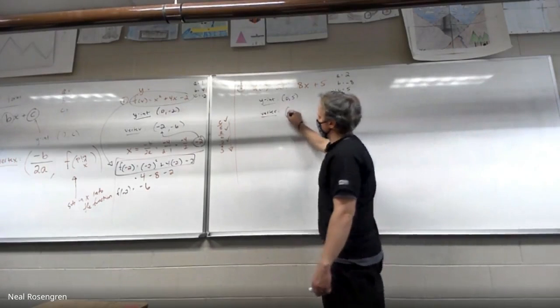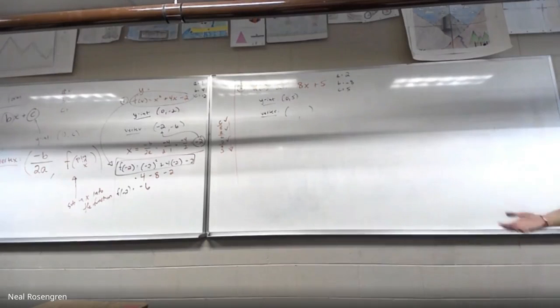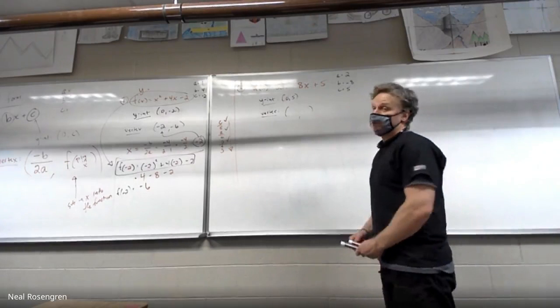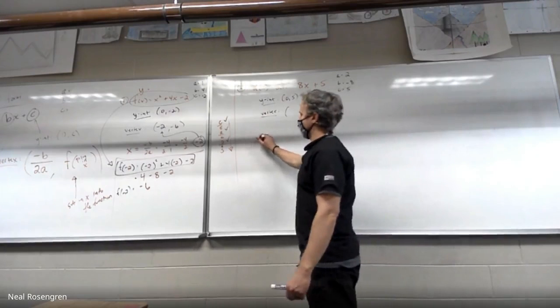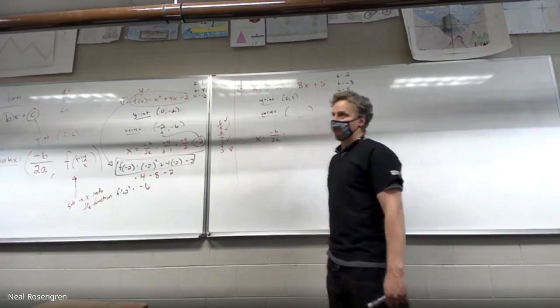Okay, but the vertex, I don't know just by looking. Not like with vertex form, where it was just staring me in the face, and I just had to change the number on the inside and then keep the number on the outside. Here I have to do a little bit of work, okay? So that's where this negative b over 2a is going to come in, and that's what you're going to have to remember.